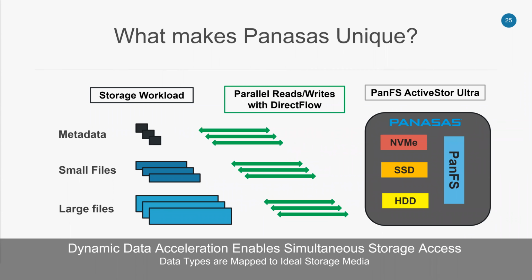So how does this work? What makes us unique? On the left, I have metadata, small files, and large files. Metadata is written in parallel to our NVMe. Small files are written in parallel to SSDs, and large files are written in parallel to the spinning disk hard drives that you see on the right in the gray box. And that is all managed for you by PanFS.